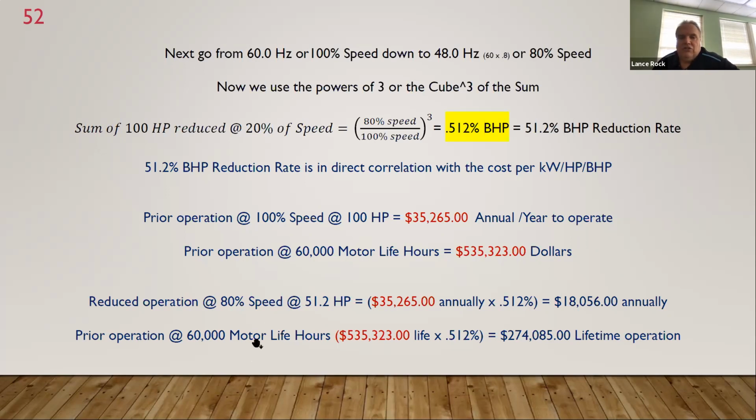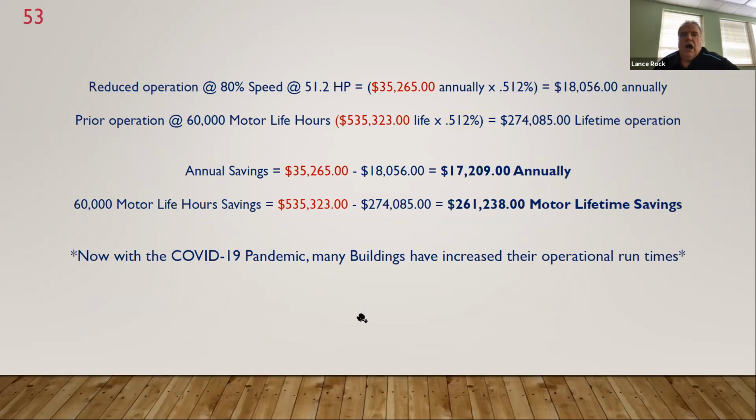Next, please. And then again, I reverse it around. I show how much you'll save annually. I showed the cost prior at 18,000 annually. You'll save 17,209, and you'll save 261,000 from the 535,000 you're operating at. Next, please.